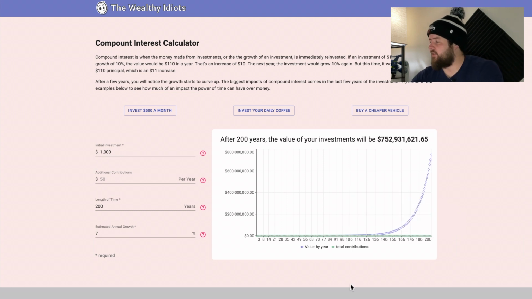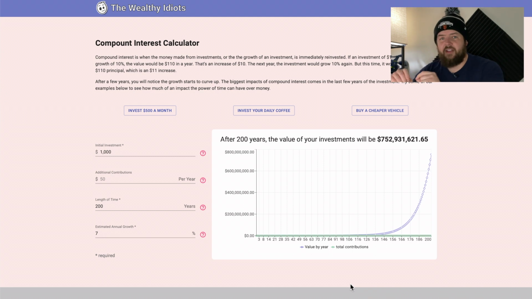And you're going to notice that there's very little separation between the two lines, going all the way until like 100, 106 years. It doesn't move a whole lot. And then we start to see it slowly creep out a little bit. And then somewhere around 156 to 166 years, we see that curve really start to take off until eventually it just shoots way up and we have $752 million.